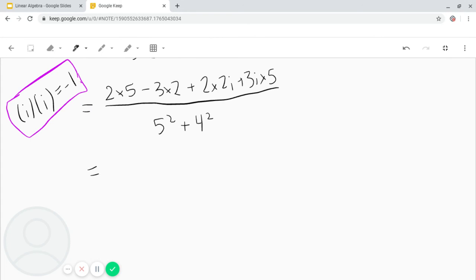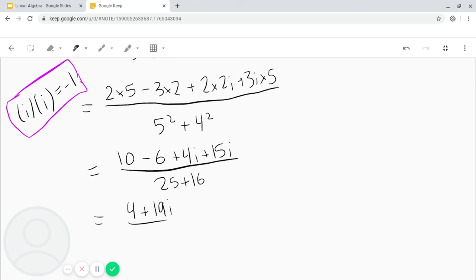So then this would be 10 minus 6 plus 4i plus 15i over 25 plus 4, which is equal to 4 plus 19i all over 29, if I did my math correctly. Yes. Okay, that is all for today.